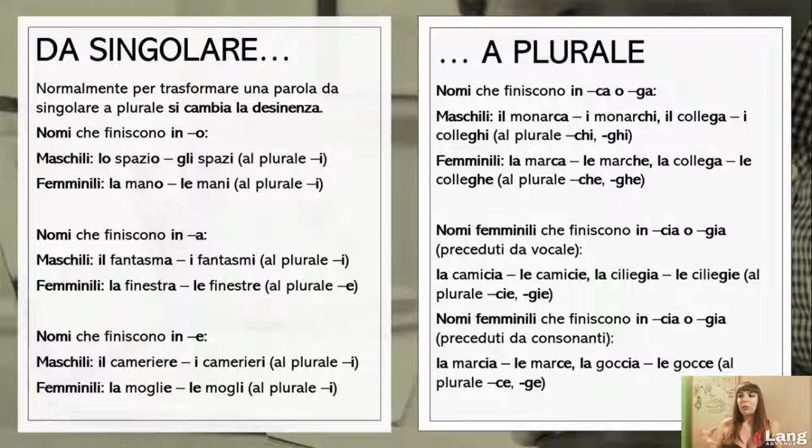Okay, what about a word ending in ca or ending in ga? Okay, ca and ga are strong sounds. So, if a word is masculine, il monarca, it will change into i monarchi. When a masculine word ends with ga, il collega, it will also change into i colleghi. Okay, so the plural will be chi or ghi when the word is masculine.